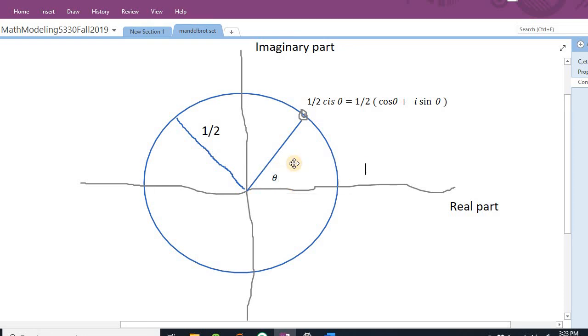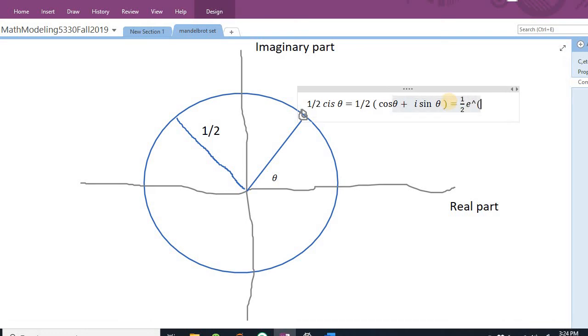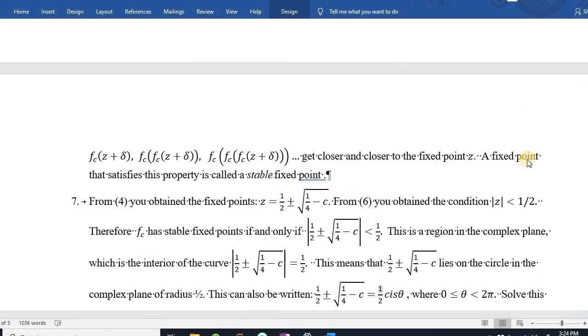Okay. Now, if I have an angle theta here, that means that this point is 1/2 cis theta, which is defined as 1/2 times cos theta plus i sine theta. Okay, so that's what we have here. Now you can also write this, sorry, equals 1/2, you write it as e to the i theta. That's another way that it's written. Okay. Right. So you can write it that way. All right. So let me go back to the document.